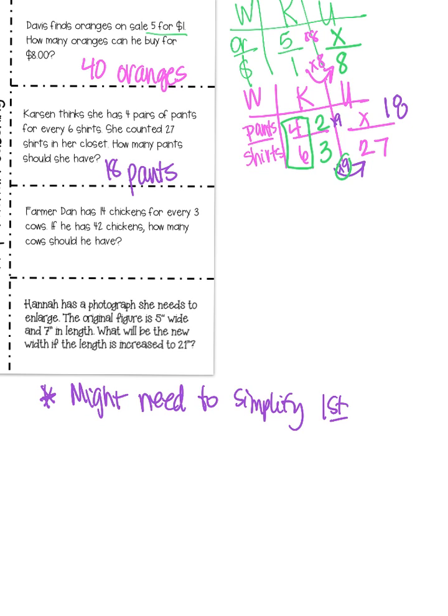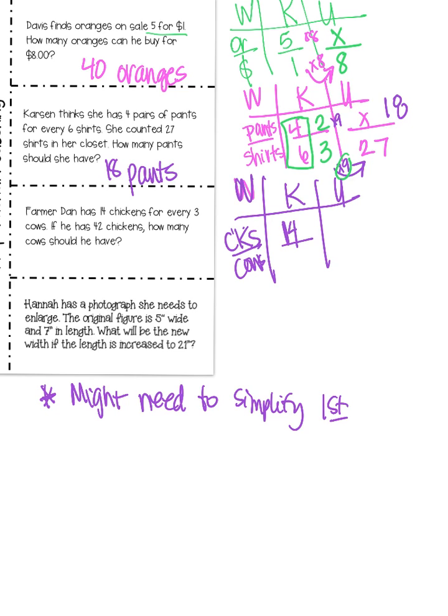Okay, Farmer Dan has 14 chickens for every 3 cows. If he has 42 chickens, how many cows should he have? So what am I comparing? W, I want to use a different color. W, K, U. I have chickens and cows. He has 14 chickens for every 3 cows. If he has 42 chickens, my pen is being weird. How many cows should he have?